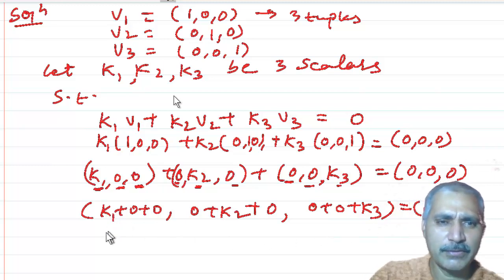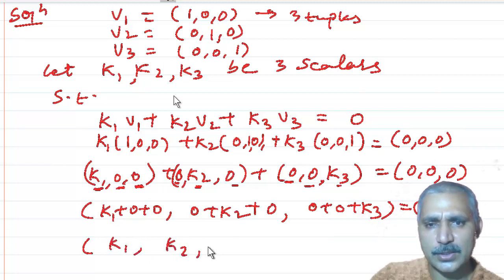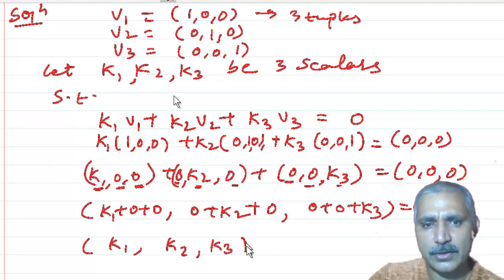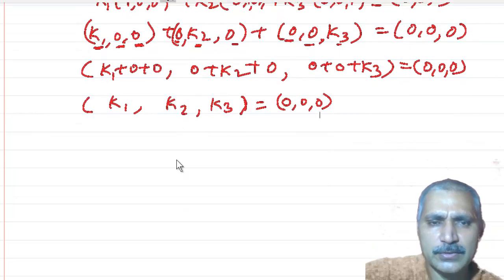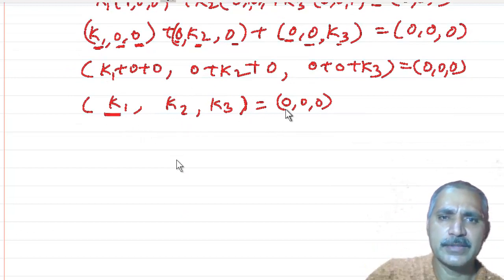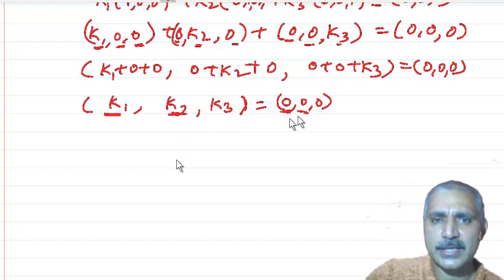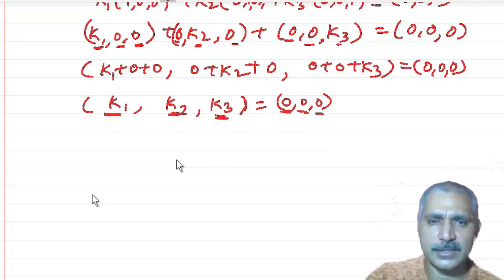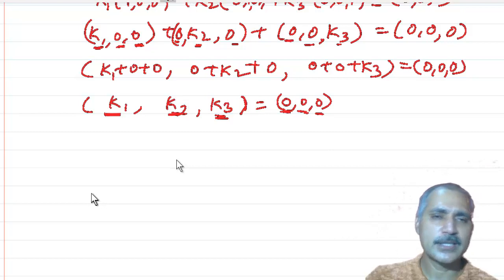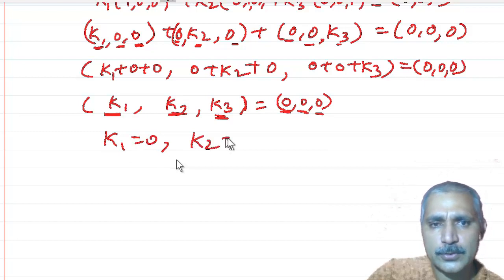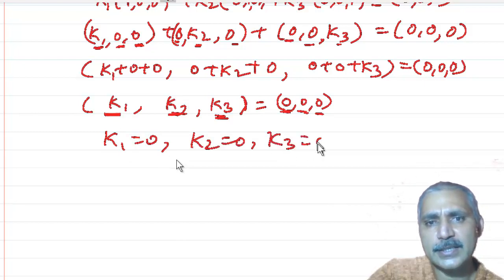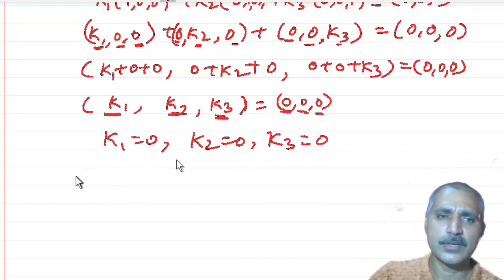Now if we simplify this one, the first is k1, the second is k2, and the third is k3, and that is equal to 0, 0 and 0. Now when we compare the two vectors, we compare the first element with the first element, the second with the second, and the third with the third. When it comes to equality of two matrices, the corresponding elements need to be the same. So k1 is equal to 0, k2 is equal to 0, and k3 is equal to 0. So all the constants are 0 now.